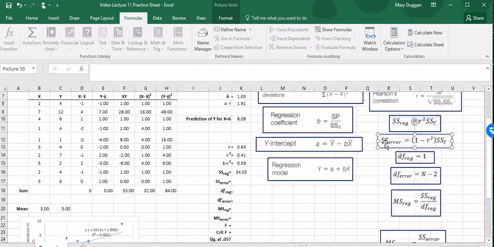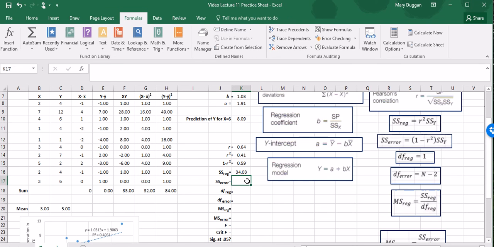The formula for our sum of squares for error is our coefficient of non-determination times the y deviations summed up. So let's do that. Equals our coefficient of non-determination times our y deviations. And that gives us a sum of squares error of 49.97.